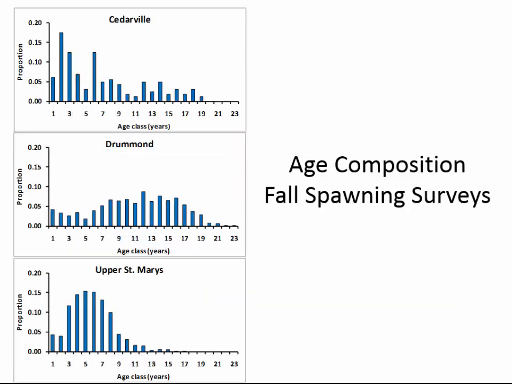If you look at age compositions, these are age compositions across each of the sites. This is pretty interesting, I think. If you look at Cedarville in the top, you get a pretty typical age distribution. A lot more smaller fish and a lot more younger fish. Look at Drummond Island, you don't see hardly any young fish. The age structure looks like some of our lake trout populations, a mean age of 10, 11, 12, 13 years old.